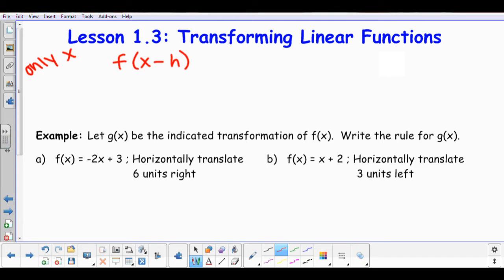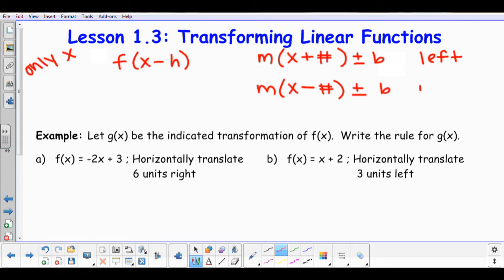What that really means is I'm going to put my slope in front, and then in parentheses I'm going to have the x, and I'm going to add a number when I want to go left, and then on the outside I'll have my y-intercept. Or when I have my x on the inside and I subtract a number, that's going to tell me that I'm going to go right. So really I'm just isolating the x in both of these equations.